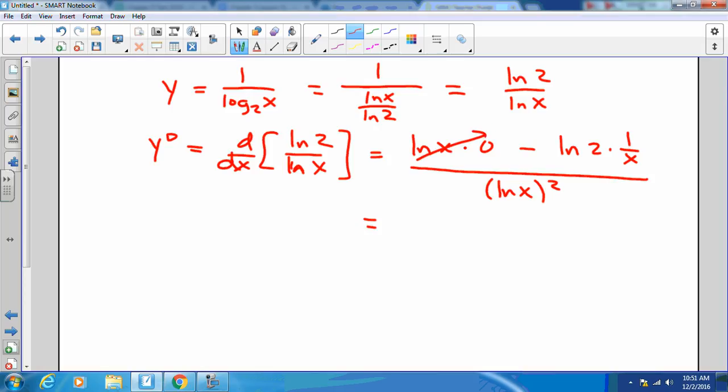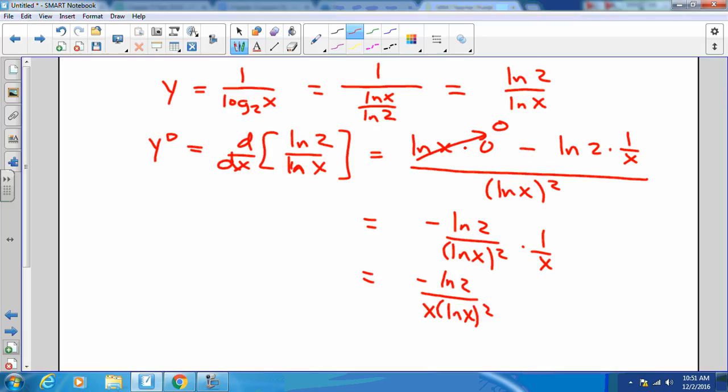And this gives us now a term that goes to 0 minus ln 2. Watch how I handle the complex fraction. On the rewrite, division is multiplying by the reciprocal. So that I get negative ln 2 over x and x.